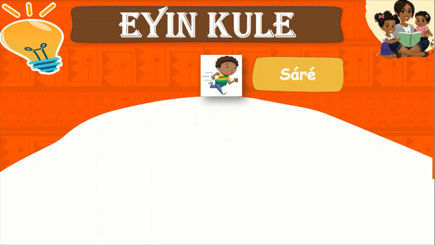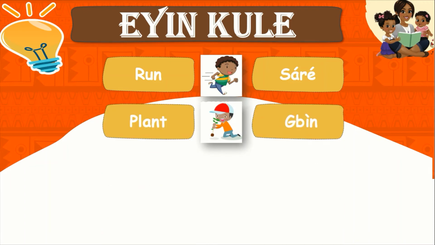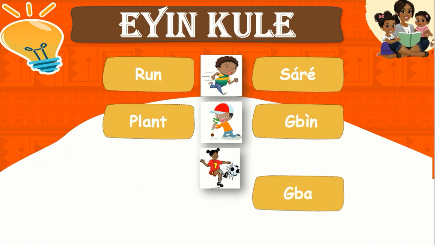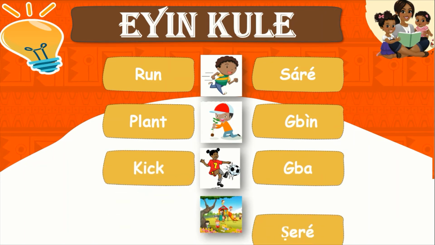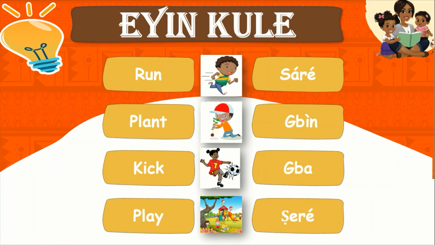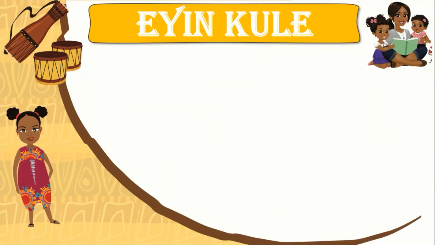Sare means to run. Gbin means to plant. Gba means to kick. Sere means to play.